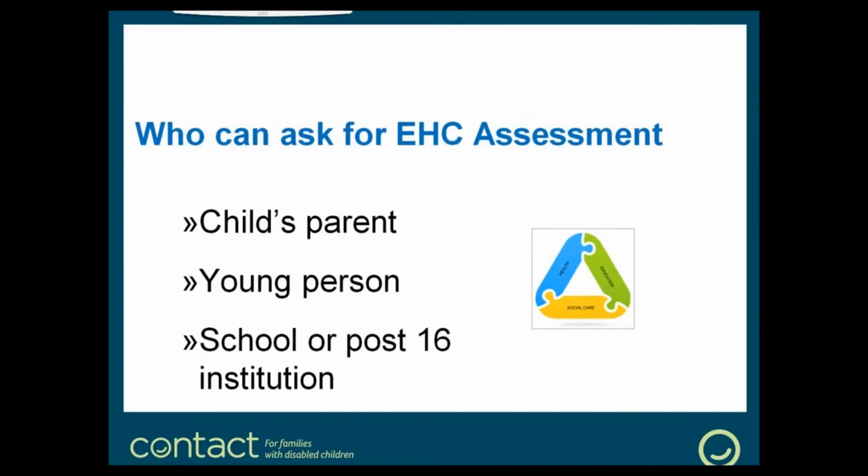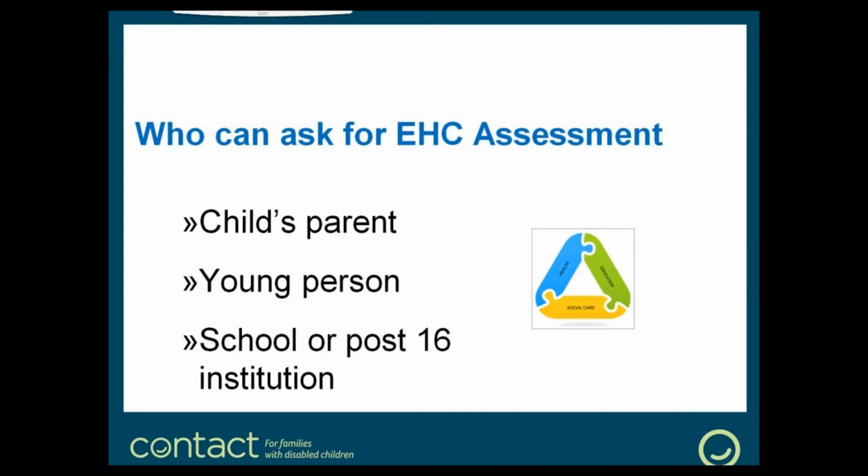So the first step: an education, health and care plan is a two-stage process. Anybody who knows anything about the previous law, statements of special educational needs, it was very similar, that first of all there was assessment and then there's a decision. So for education, health and care plans, the first stage is to request an education, health and care needs assessment. So you as a child's parent, your young person, or a school or post-16 institution, so wherever your child attends school or if they're in a college, can ask for an education, health and care needs assessment.